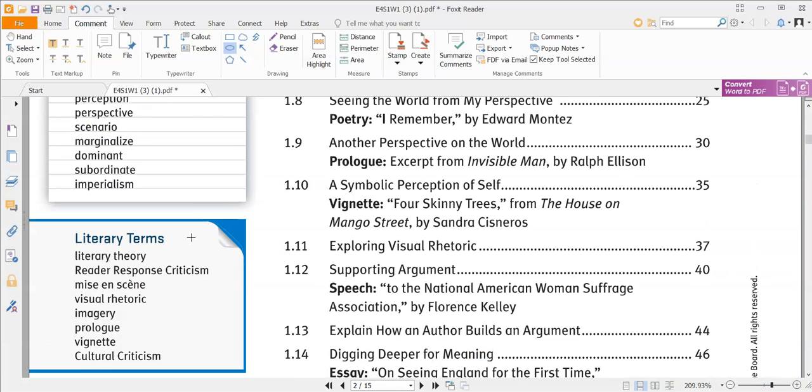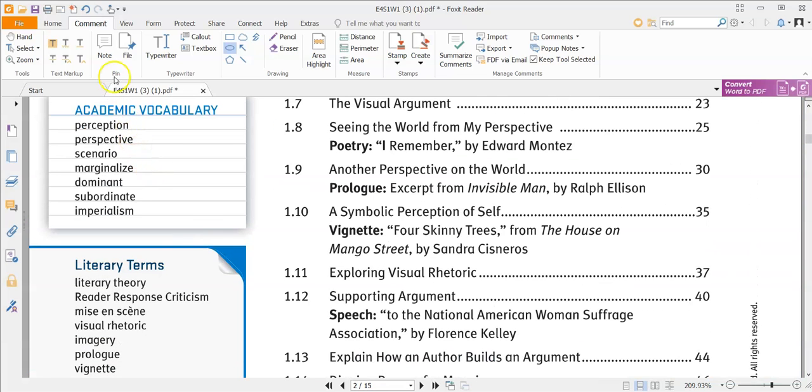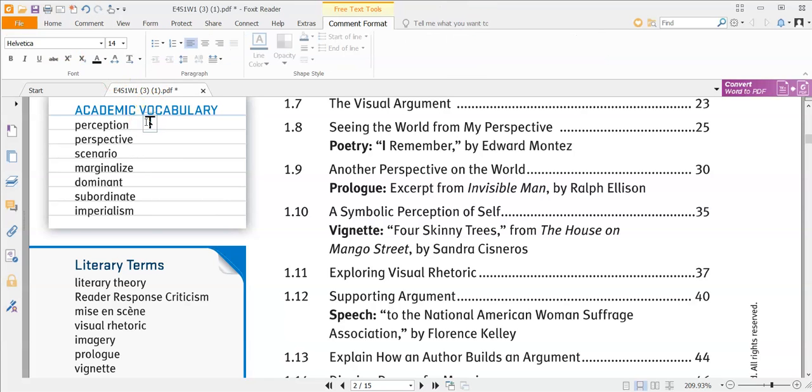So the first one on the list is perception. For me, I know what perception means very well, so I'm going to put T for teach. Now, maybe you don't know perception, or maybe you've heard of it, but you're not quite sure what it is. So you could put a Q or an H, depending on where you fit. So go through each of these vocabulary words and rate them as either Q, H, or T. Q for question, H for heard, T for teach.